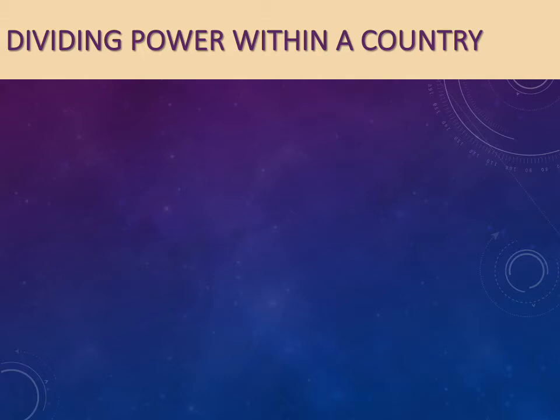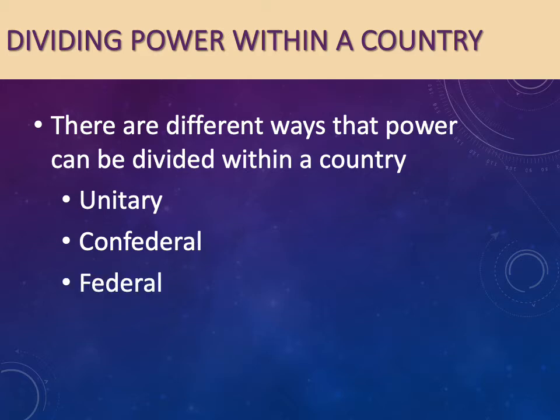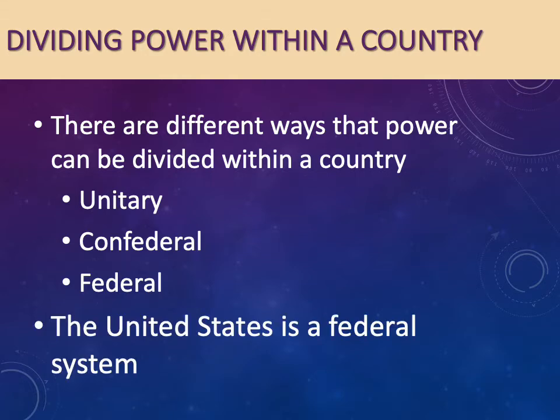Okay, so let's look at the different ways that power is divided within a country. As we know, there are different ways for that power to be divided. One is according to what's known as the unitary system for dividing power. The other that we talked about last class period is the confederal system for dividing power. And the kind of power sharing relationship that we have in the United States is federal. The United States Constitution creates a federal system. So let's go ahead and look at these different models.